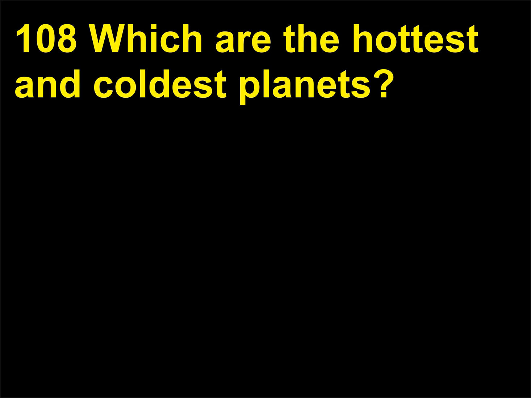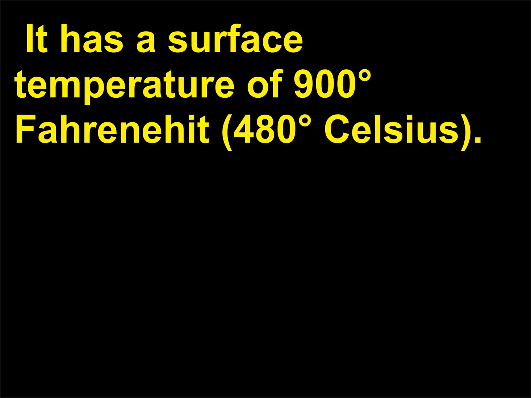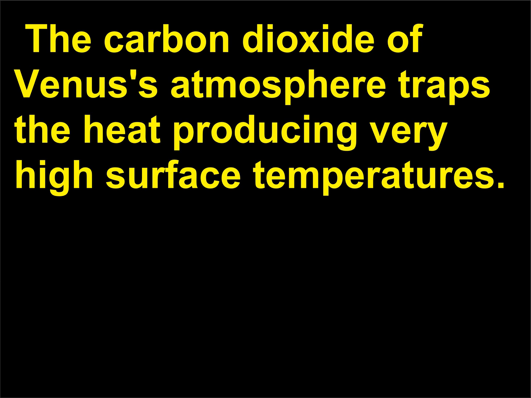Which are the hottest and coldest planets? The hottest planet is Venus. It has a surface temperature of 900 degrees Fahrenheit, 480 degrees Celsius. The carbon dioxide of Venus's atmosphere traps the heat, producing very high surface temperatures.